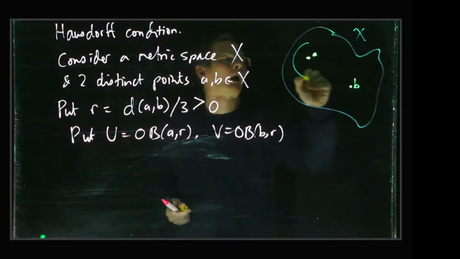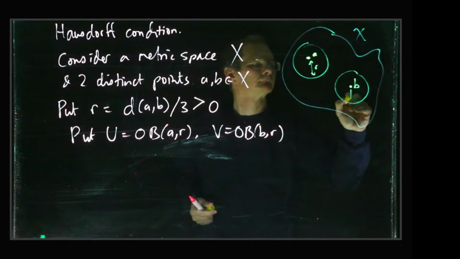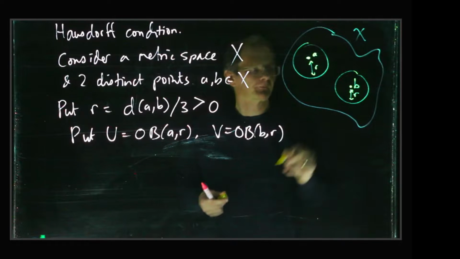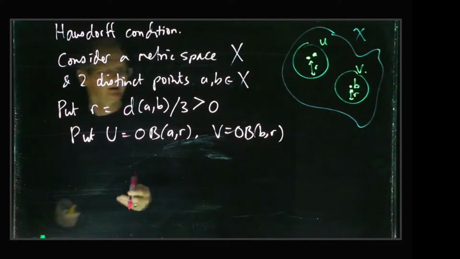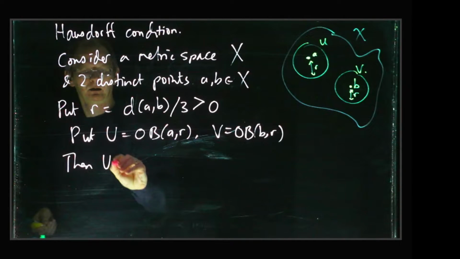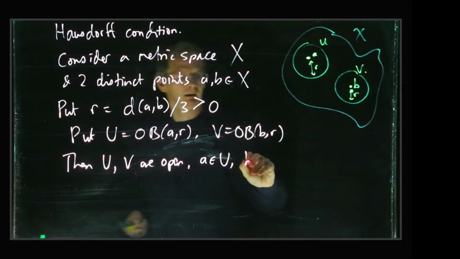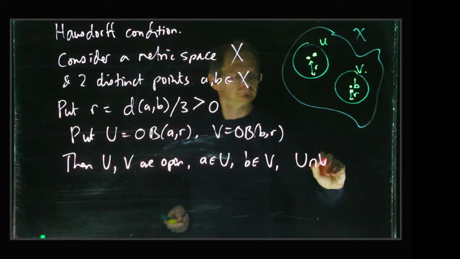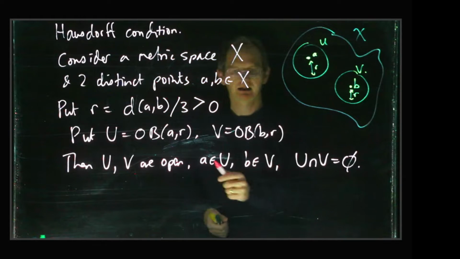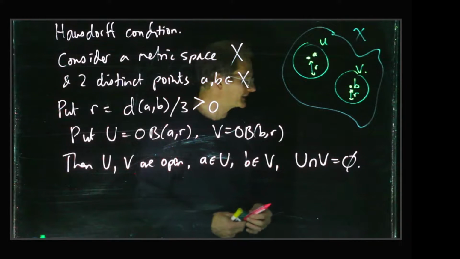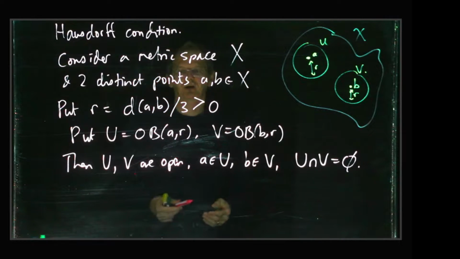So the picture's kind of like this. This was our U and this was our V. So U and V are both open sets. A is a point of U, B is a point of V, and U intersect V is empty. So you should check these things completely from the axioms.